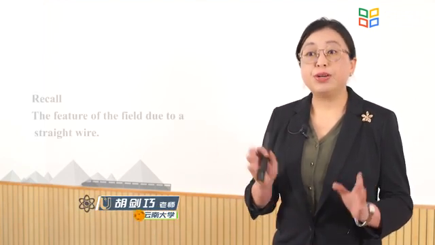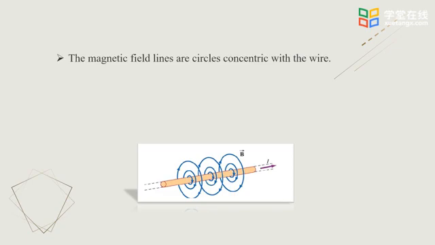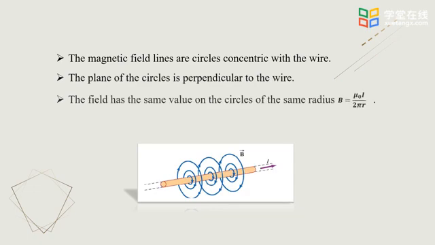We notice that there is a popular case where a long straight wire is carrying a current. Let's recall the feature of the field due to a straight wire. Please look at the figure. Due to the symmetry of the situation, the magnetic field lines are circles concentric with the wire. The plane of the circle is perpendicular to the wire. We have the same value of the field on the circles of the same radius. The field is tangent to the circle at each point.